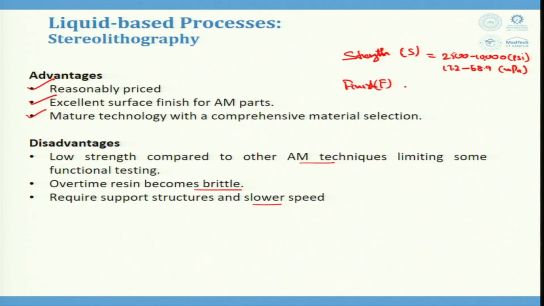which I denote by F here between layers is from 0.002 to 0.006 inches. Example materials are thermoplastics like photopolymers. And representative machine for the finish and strength which I have given is Formlabs, which is a manufacturing concern, Form 3 Plus.